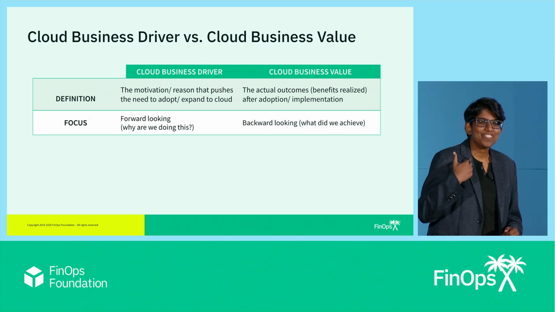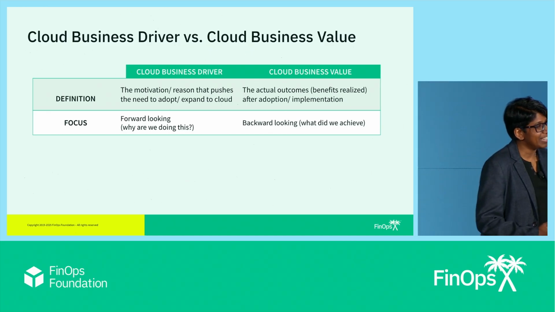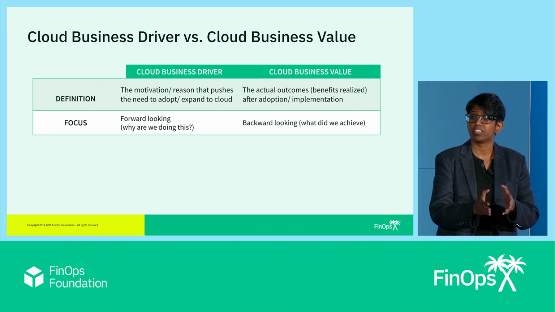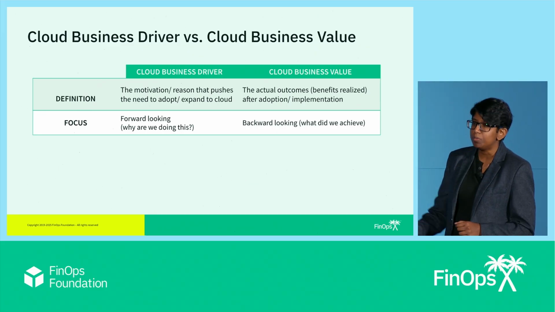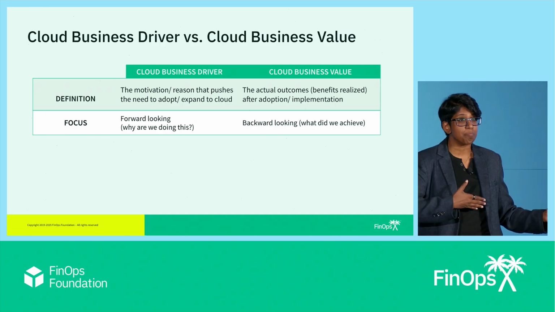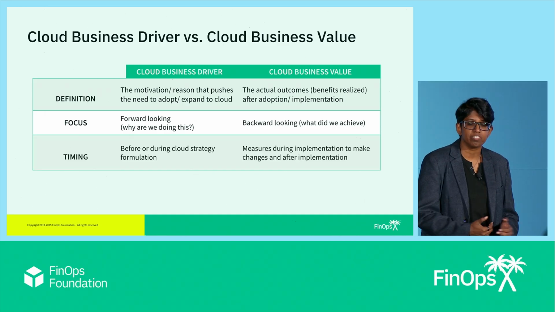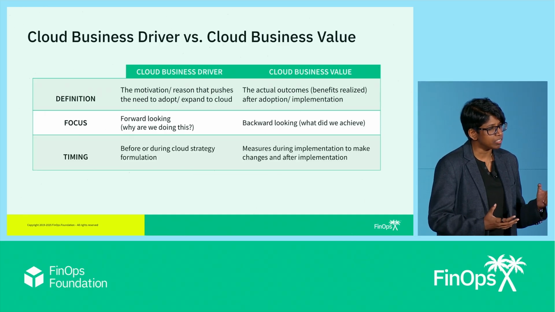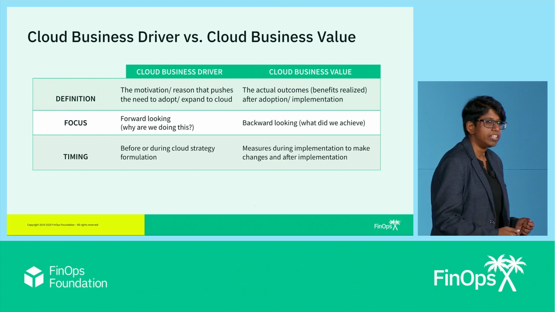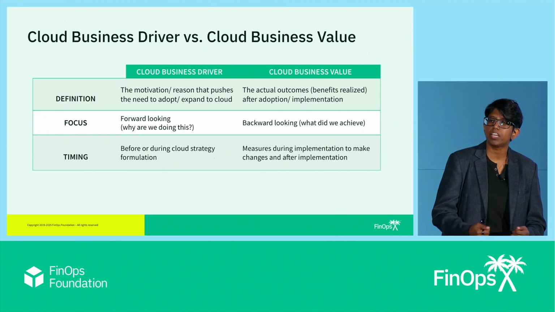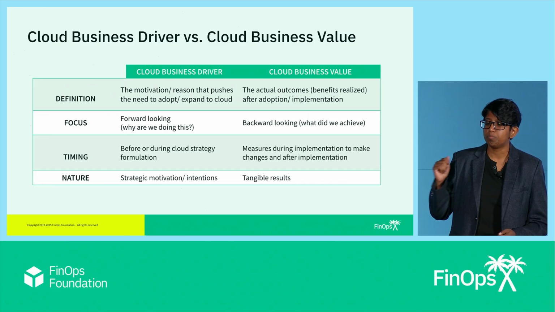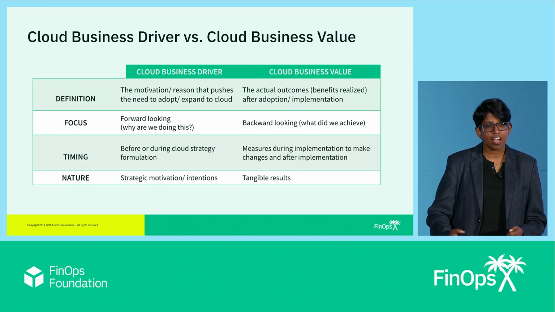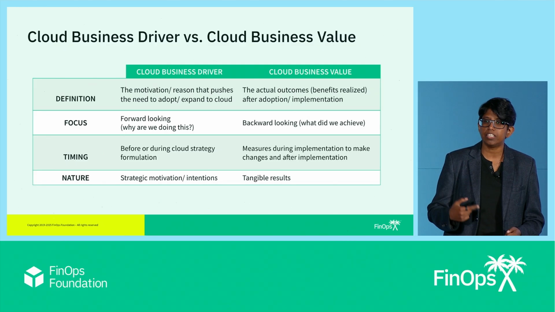So the focus of a business driver is forward-looking. I'm looking forward to see why I'm going, what's happening here. The business value is looking back: what have I achieved? From a timing perspective, we typically identify these business drivers when we're looking at our strategy very, very early on in the game. The business value, though, we start measuring pretty early in the development.